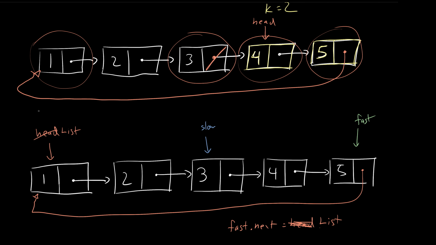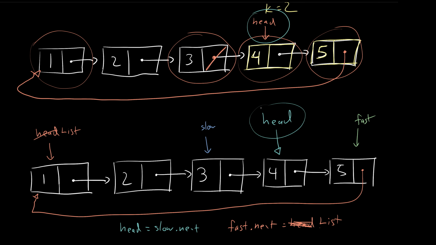And then what we're going to do next is we're going to have a new variable. Let's take another color. Let's take this one. We're going to call it head, equals slow.next. So what is slow's next? It's this guy. So head equals slow's next. So it's this guy here. And then there you go, we have head here. This is perfect.